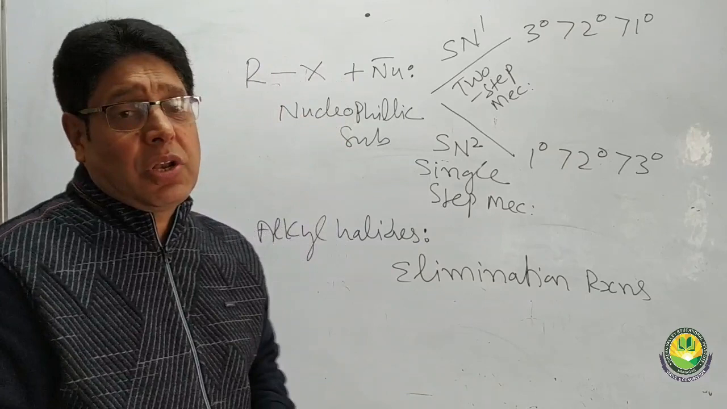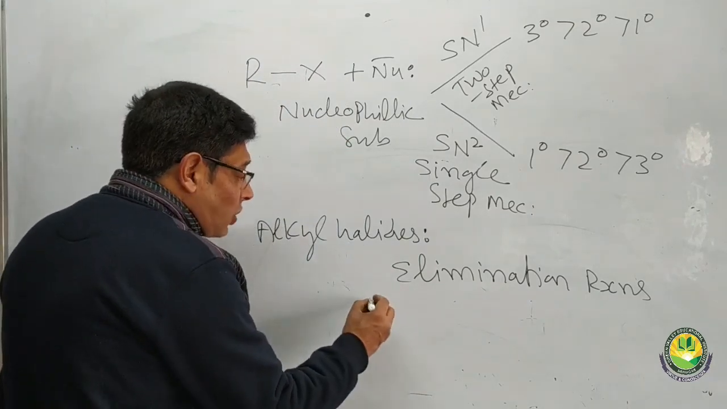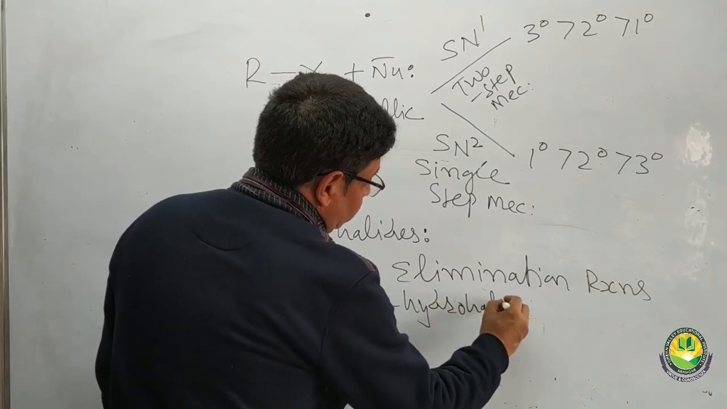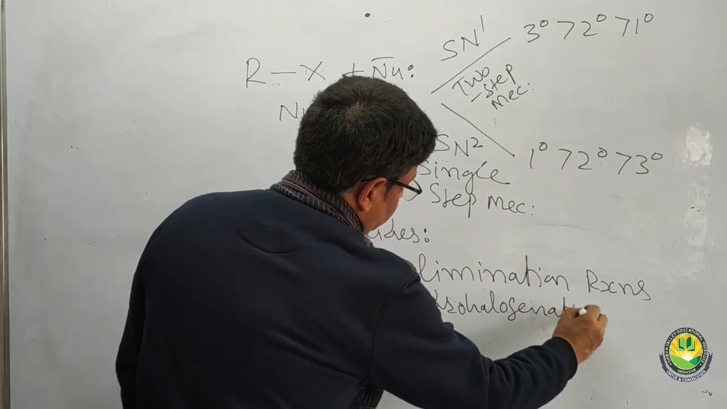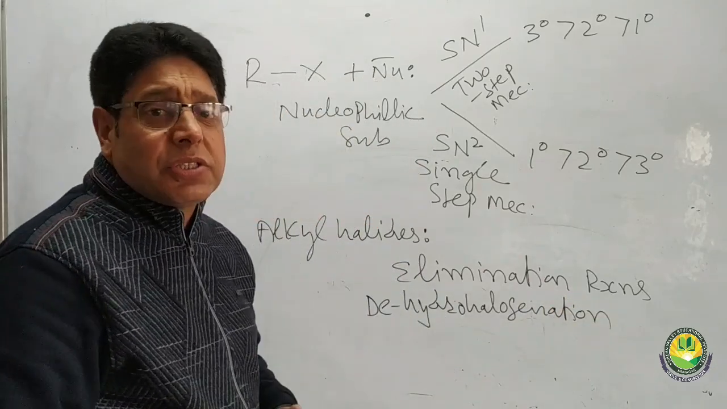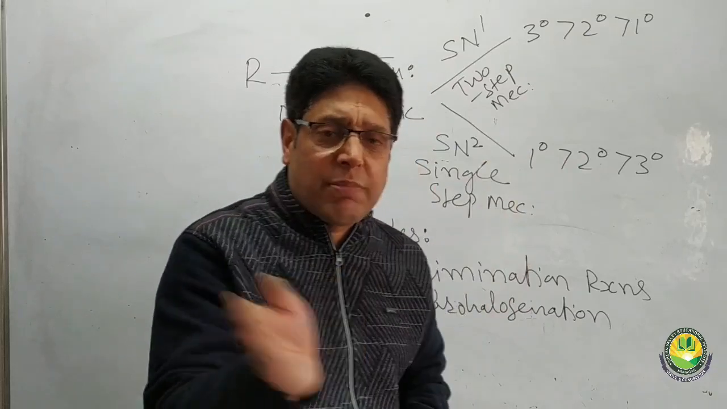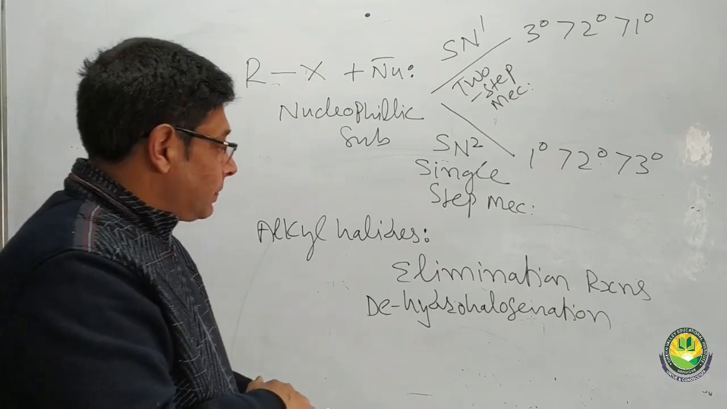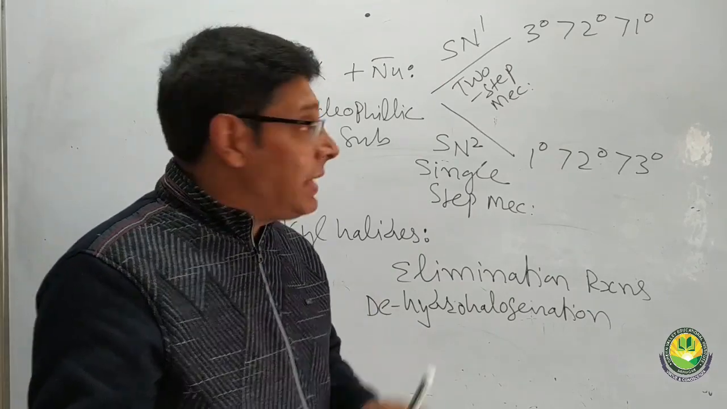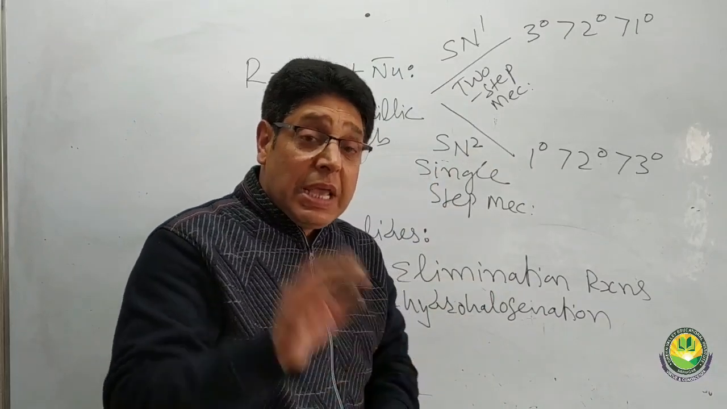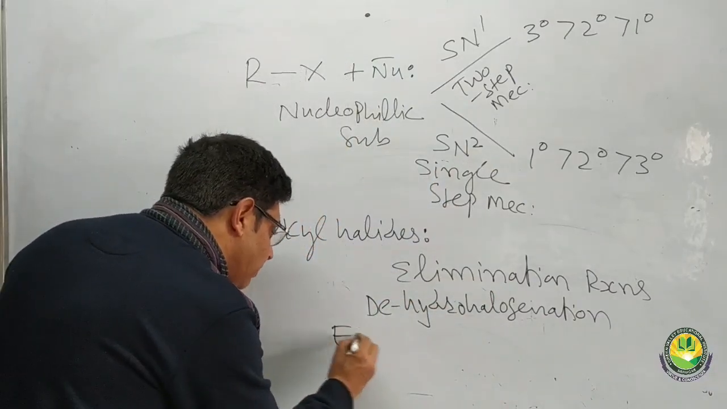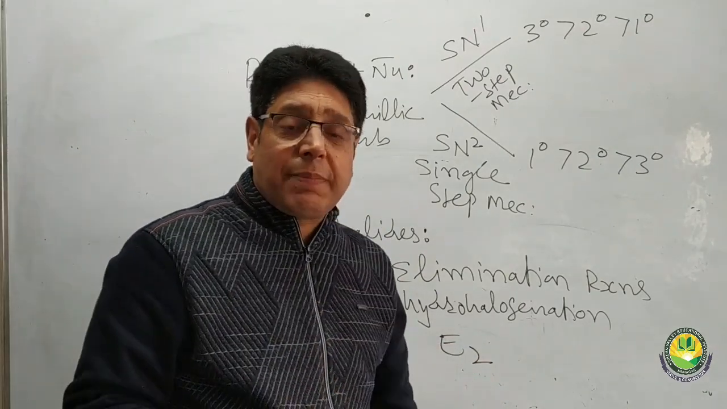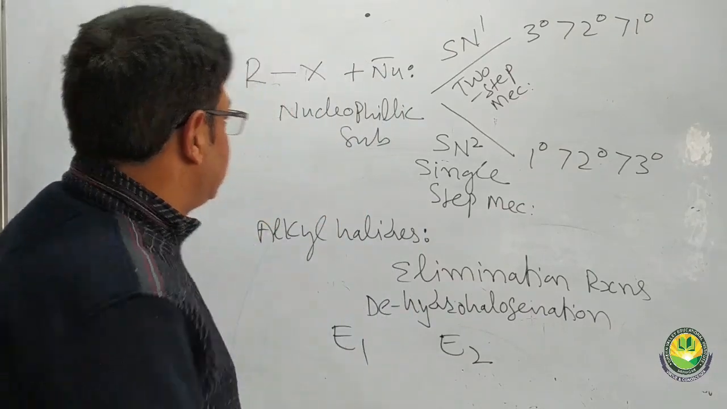What is elimination also called as? It's also called dehydrohalogenation, removal of hydrogen and halogen. But just as substitution can take place by SN1 or SN2, elimination can take place by E1 or E2 mechanisms.